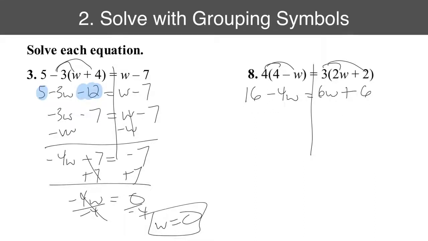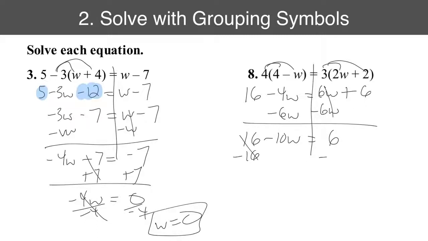So then we just start moving numbers. So I'm going to take the one that's on the right and move it to the left. The 6w is positive, so I'm going to subtract 6w. And then I get 16, and then -4 minus 6 would give me -10w equals 6. So again, this is just a two-step problem. I need to get the w by itself. I've got to move the 10 and the 16. The 16 is furthest away, so I'm going to move the 16 first. The 16 is positive, so I'm going to subtract it over.